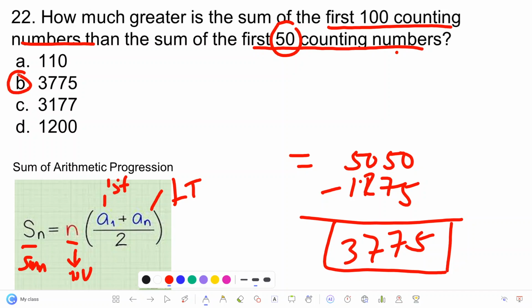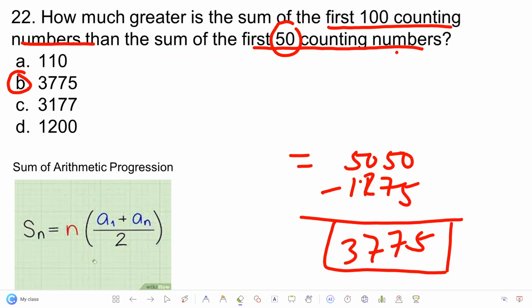Okay? So, tandaan mo lamang po ninyo ang formula na to. Ang sum ng arithmetic progression is equal to S of n is equal to n times a sub 1 plus a sub n over 2. At hindi po kayo magkakamali kapag ang hinahanap ay ang sum ng arithmetic progression. Okay? So, that's number 22.